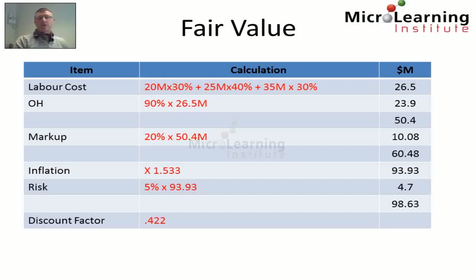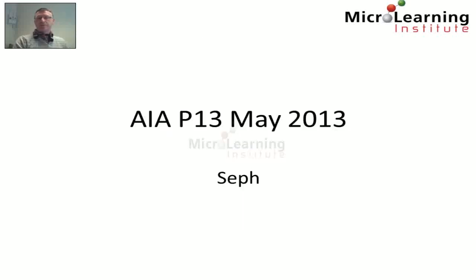So 6% plus 3% is 9%, and 9% discounted over 10 years results in a discount factor of 0.422. So when we discount 98.63 by 0.422, the present fair value of the upcoming liability is recognized at 41.62.